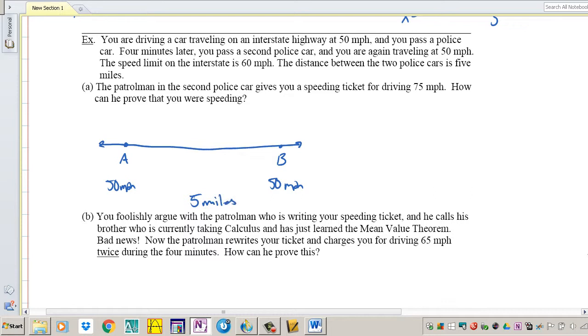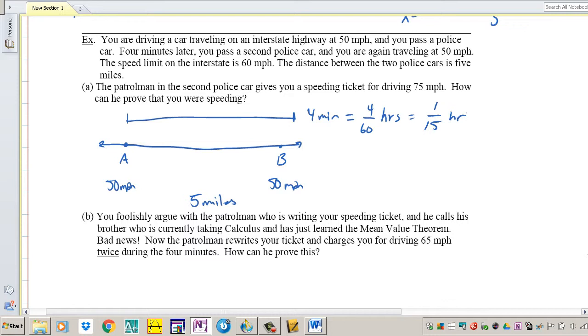The patrolman in the second police car gives you a speeding ticket for driving 75 miles per hour. How can he prove that you were speeding? So first of all, you traveled 5 miles in 4 minutes, which is the same thing as 4 over 60 hours, which is the same thing as 1 over 15 of an hour.